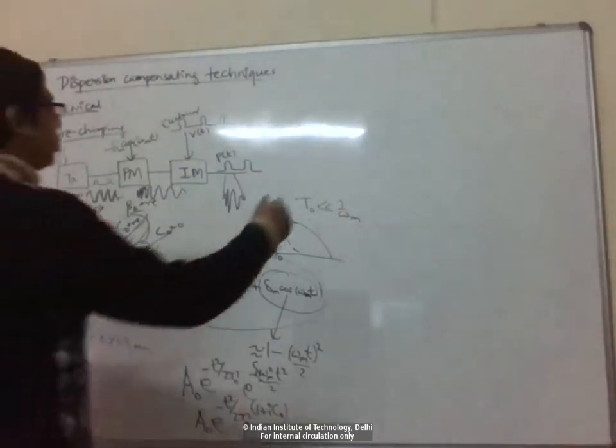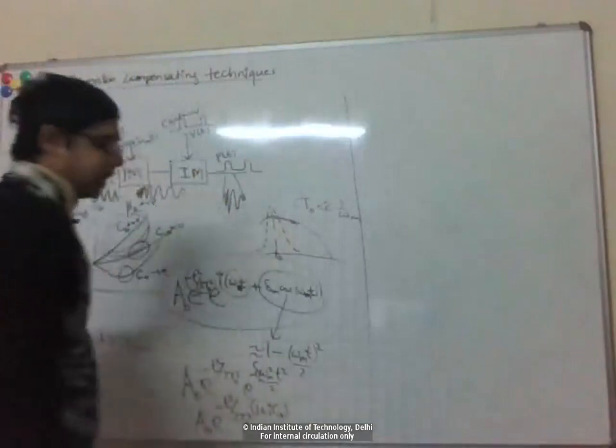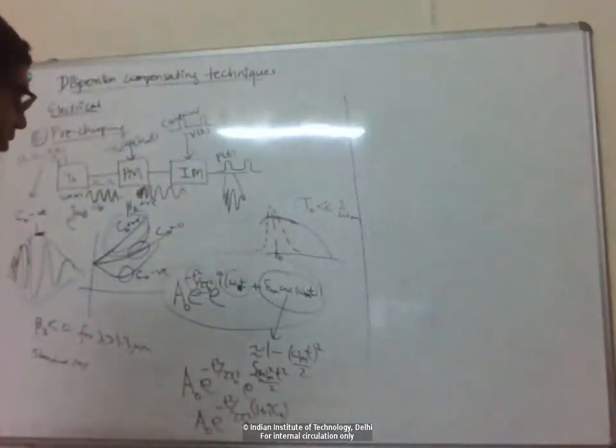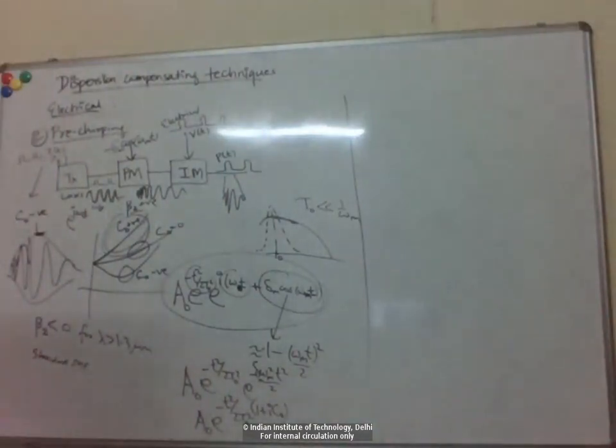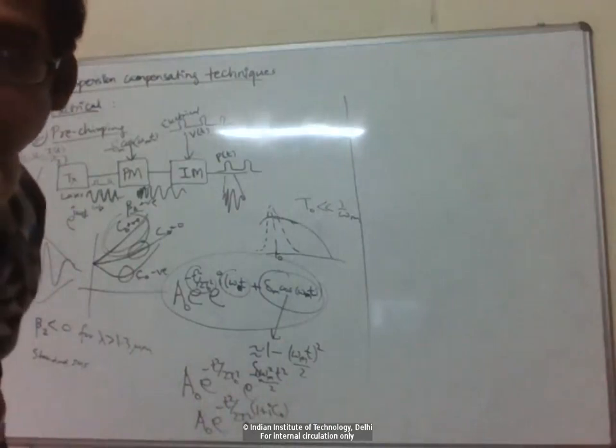Okay, so these are sort of the four main dispersion compensation techniques that are used to compensate for chromatic dispersion, right? Two optical techniques and two electrical techniques.